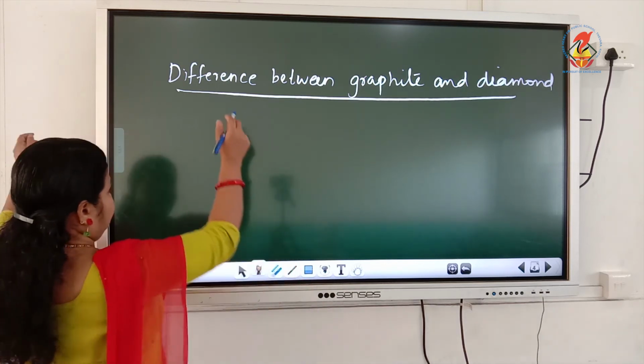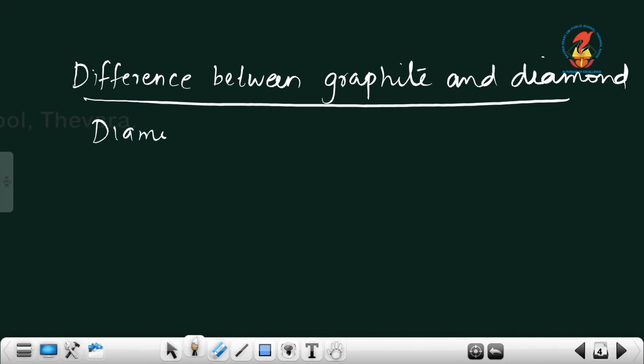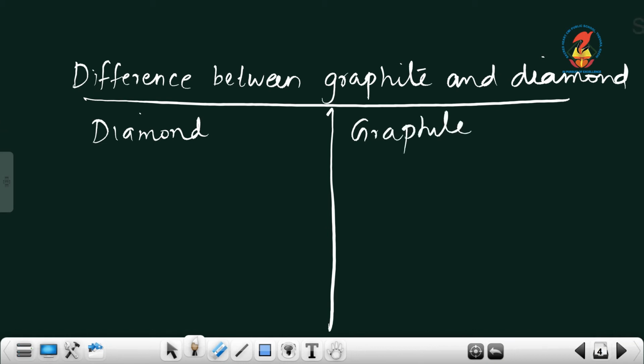So, let us see the difference. Diamond, then graphite. Actually, this topic is given in a box under the heading more to know. So, you have to read it thoroughly. We are not sure whether questions will come from this more to know paragraph or not, but you have to read it. We have to learn the difference in the physical properties of graphite and diamond. Chemical properties, they are similar.